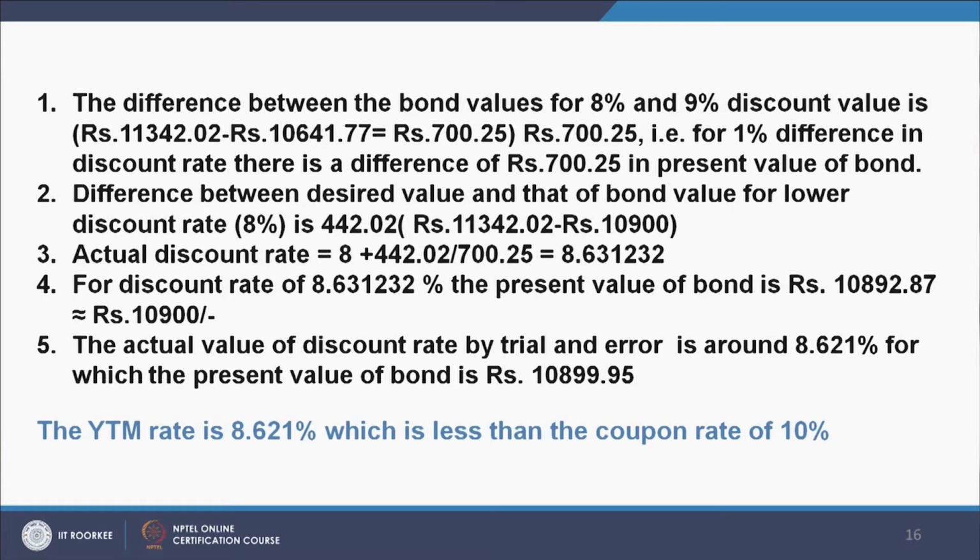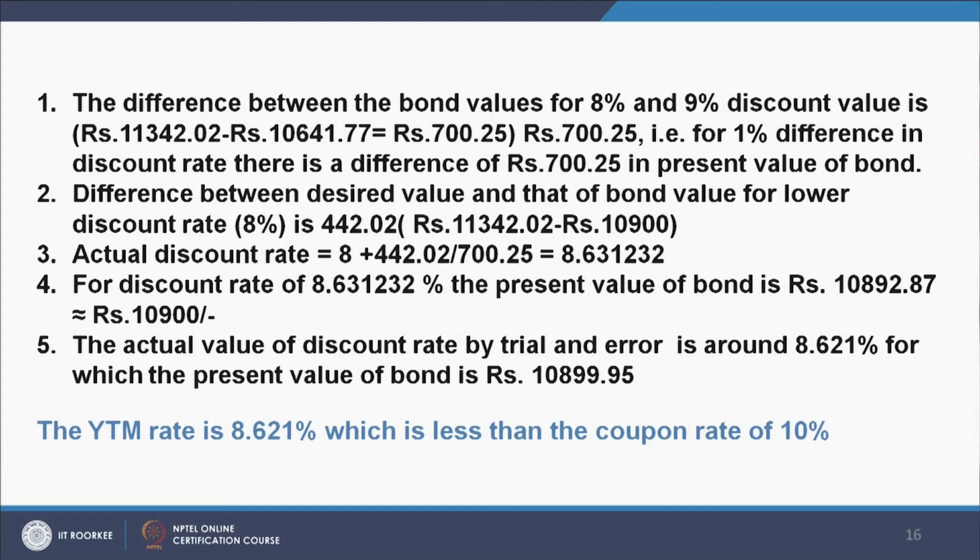The difference between the desired value and the bond value for the lower discount rate 8% is 442.02, which comes out as rupees 11,342.02 minus rupees 10,900. So, the actual discount rate will be 8 plus 442.02 divided by 700.25, which is equal to 8.631232. Now, for the discount rate of 8.631232%, the present value of the bond is 10,892.87, which is almost equal to 10,900.